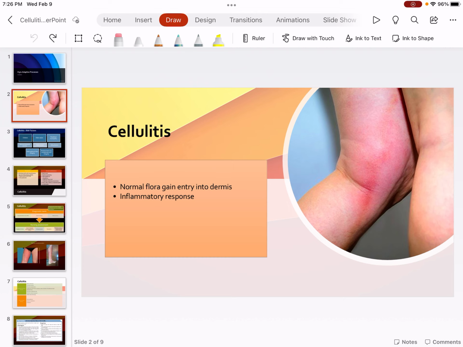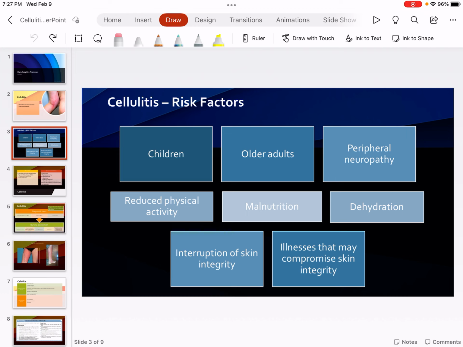All right, so risk factors of cellulitis. Children are at higher risk because they're more likely to have trauma or injury to the skin. Any break in the skin greatly increases the risk of getting cellulitis. Impetigo is a bacterial skin infection that can definitely result in cellulitis. It's a very highly contagious infection that is spread, especially in younger children.